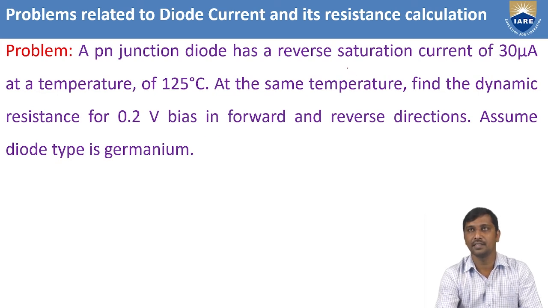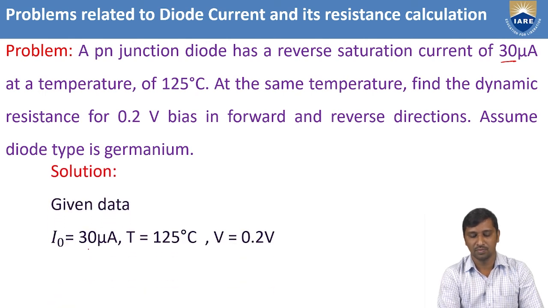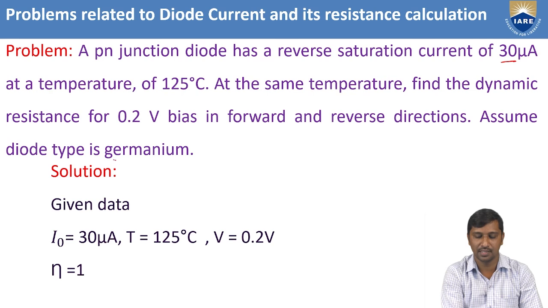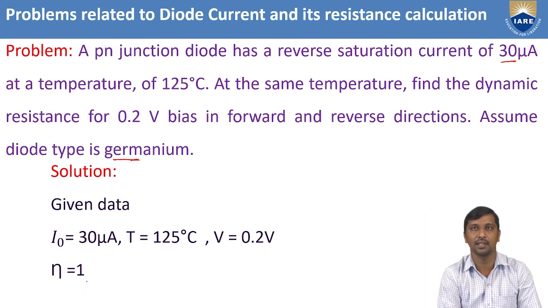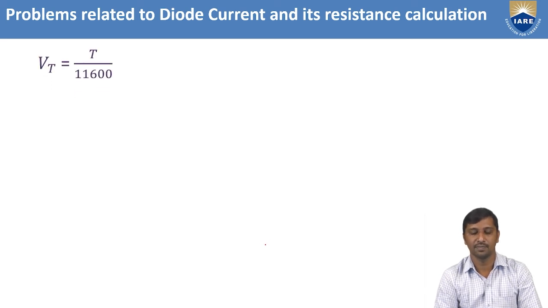They mentioned that the reverse saturation current is 30 microamperes, and the temperature is given in degrees centigrade. To calculate the thermal voltage, we need to convert degrees centigrade to Kelvin by adding 273. First I'm going to write the given parameters: I naught is 30 microamperes, the reverse saturation current, the temperature is 125 degrees centigrade, and the voltage is 0.2 volts. Since the diode type is germanium, the eta value is 1. Now we need to calculate the required parameters.